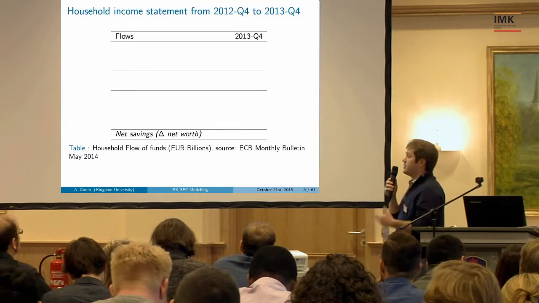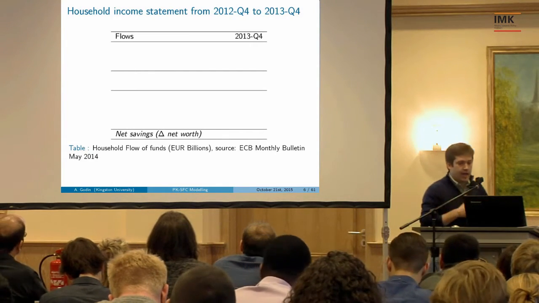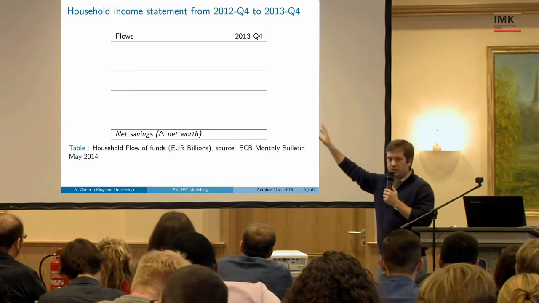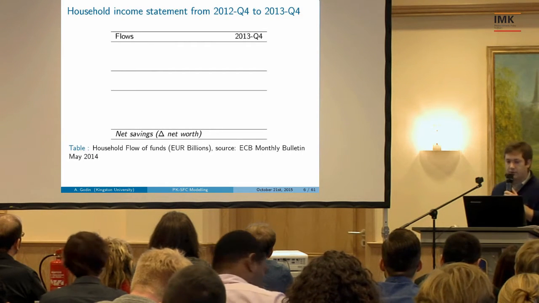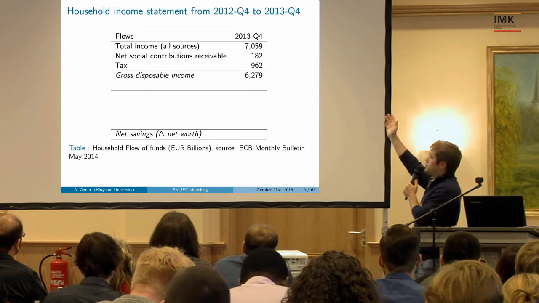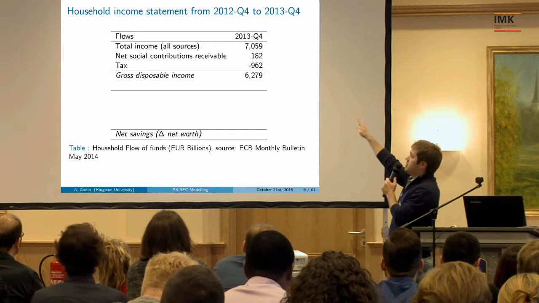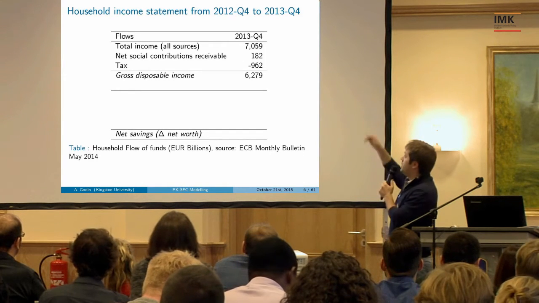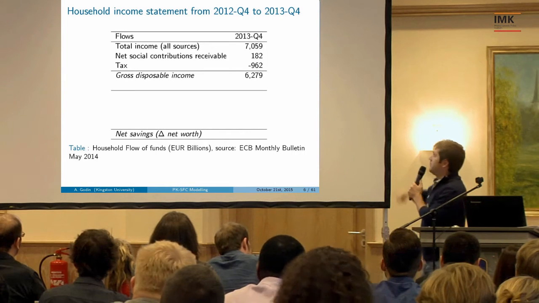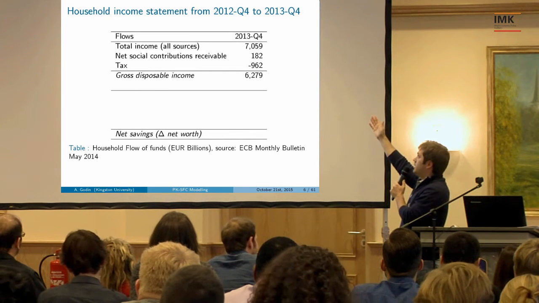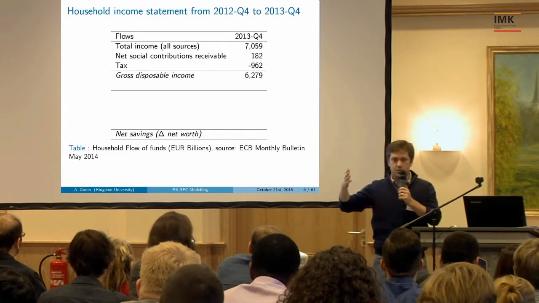And then you can take this and look at the data and try to understand what is causing the net lending position. So the first thing we'll do is look at household income. This is for the EU economy as a whole, and you can look at the flow of funds. This is coming from the ECB, but Eurostat is providing all this data. So first you look at income, all the sources of income for the households. That's 7 billion euros. Then you look at the net social contribution that they receive from the government, 182 millions, 108 billions. And then you have taxation, minus 962 billions, and you obtain the gross disposable income of the households.